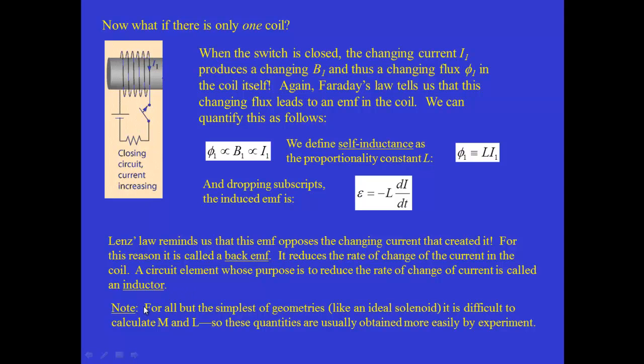And one thing I'll just note is there are some simple geometrical cases like an ideal solenoid where it's possible to calculate L or M if we have two such simple geometries, but in the laboratory usually the kinds of circuit elements that we have are with shapes that make it difficult to calculate, except in an approximate way, what that inductance really is. And so in practice, these kinds of quantities are usually obtained more easily by experiment. We might be able to do an approximate calculation to get an estimate of what the inductance should be, but it's more accurate to just do the measurement.